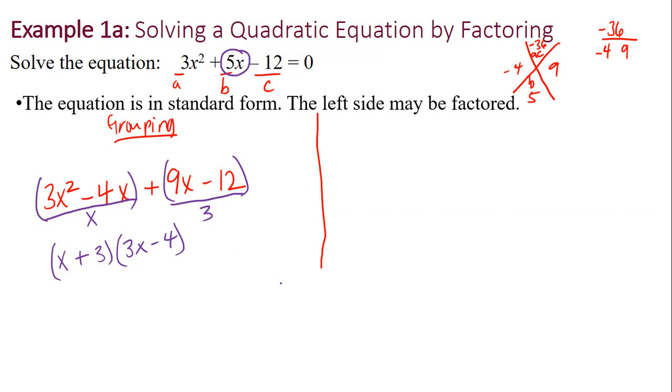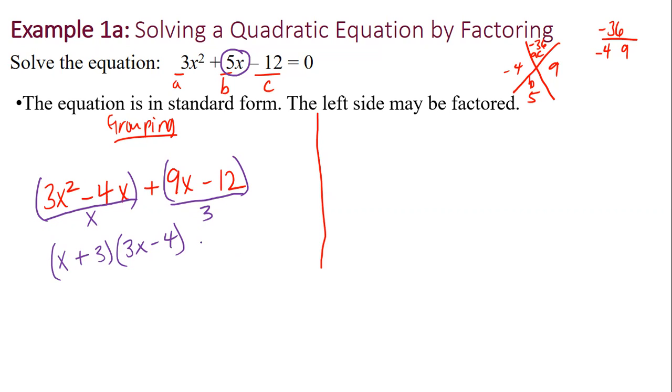Wait. Rewind. How'd you get the 3x minus 4? What is 3x squared divided by x? 3x. What's 4x divided by x? 4. And then 9x divided by 3, 12 divided by 3. Okay. Cool?